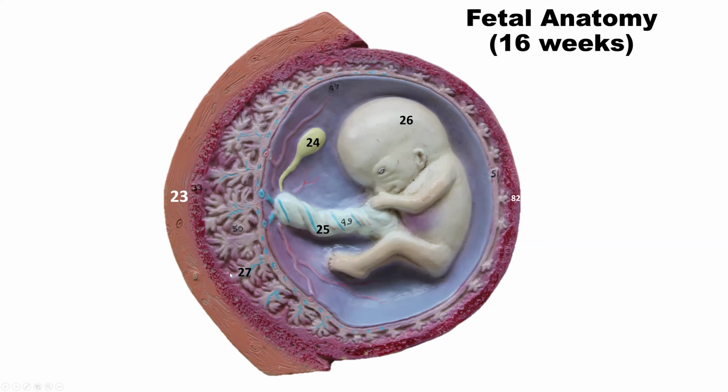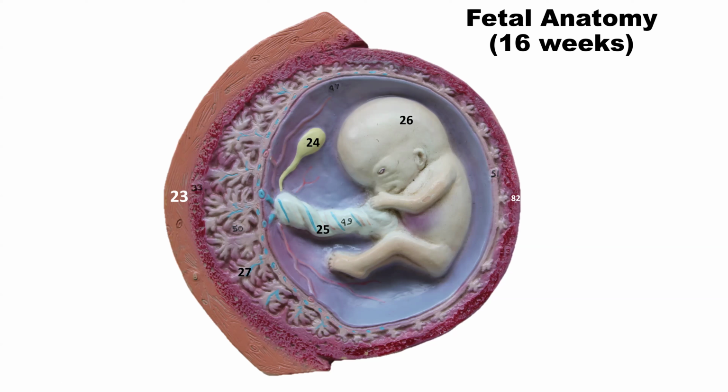27 were those structures that were initially part of the trophoblast. And what were those called? Chorionic villus. Okay, 82. I got weird with my numbering. What was that structure called? The decidua capsularis.